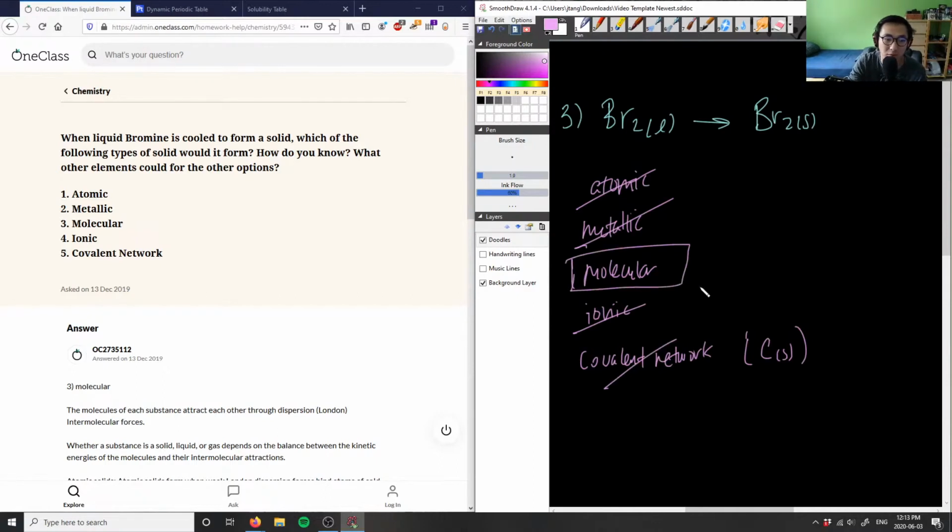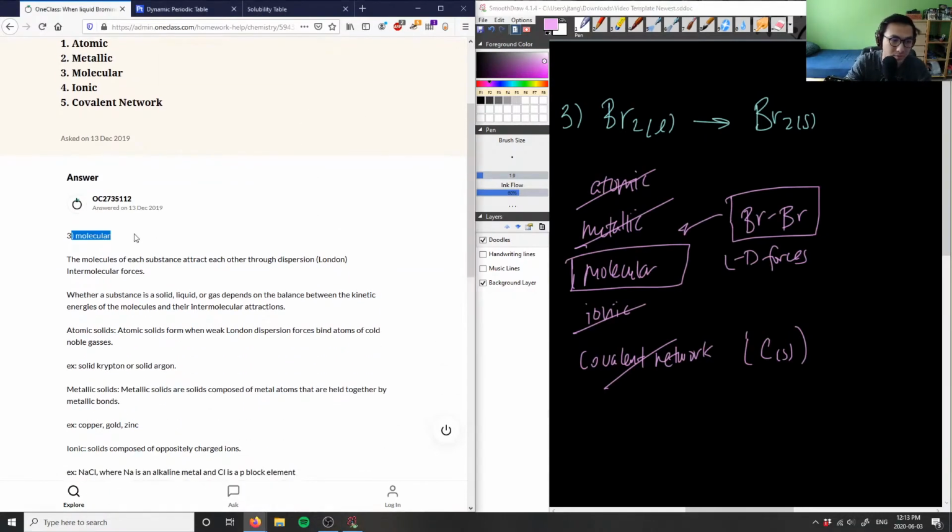The reason is that in Br2, the only intermolecular force that actually exists is the London dispersion forces, because the bromines have the same electronegativity, so there are no dipoles. So the only thing that exists is the electrostatic attraction between the 2 atoms here, which is the London dispersion forces. So this is a property of a molecular substance. So the solution here is correct: molecular.